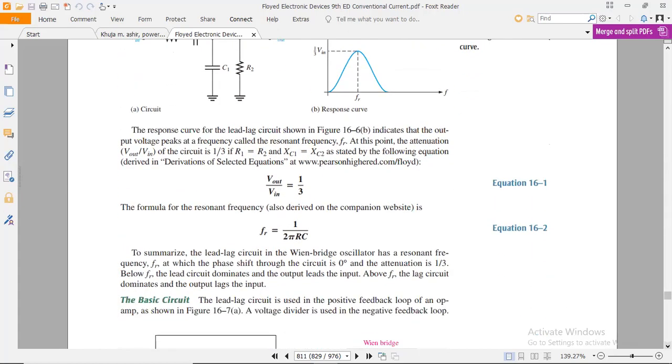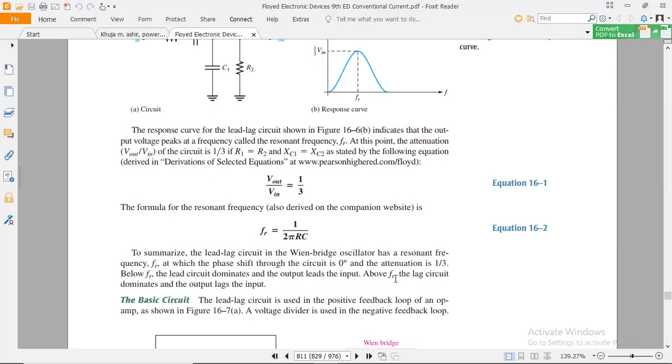Now we get the resonance frequency formula: Fr equals 1 over 2 pi RC. The values of R and C are multiplied with 2 pi, and the reciprocal gives the resonance frequency. To summarize, the lead lag circuit in the Wien bridge oscillator has a resonant frequency Fr at which the phase shift through the circuit is 0 degrees and the attenuation is 1/3. Below Fr, the lead circuit dominates and the output leads the input.